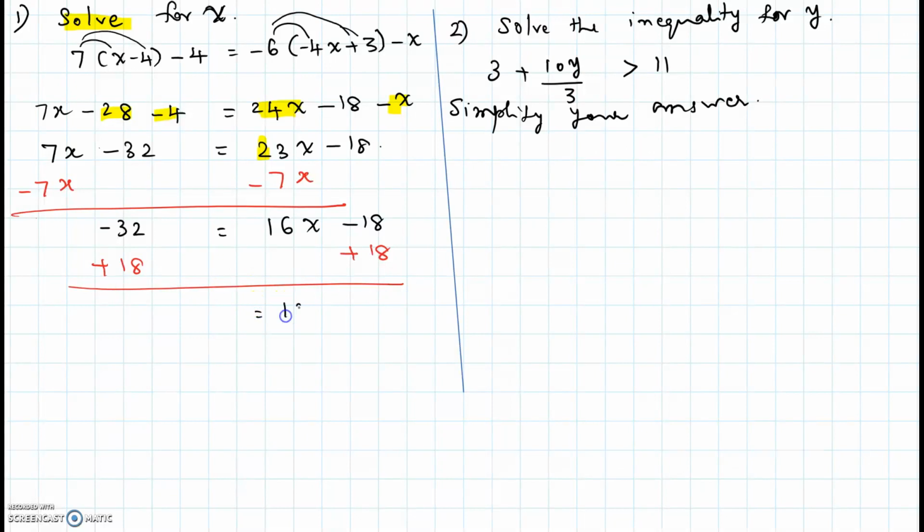So we get 16x equal to negative 32 positive 18. That will be a 14 with a negative sign.